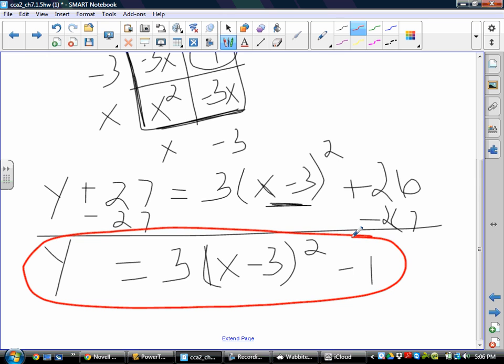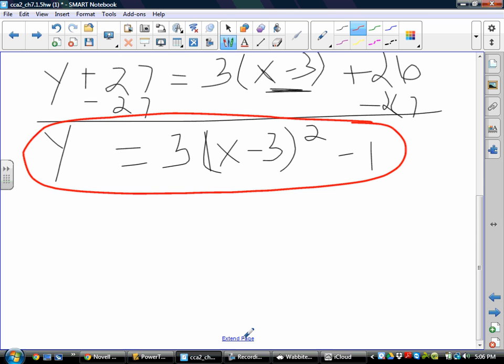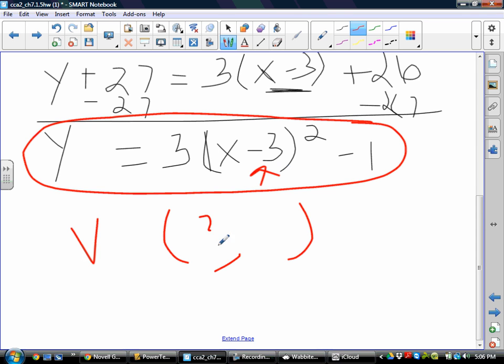Okay. The next question is stating the vertex. Well, the vertex I should be able to see easily when it's in graphing form. It's always the opposite of this first number. So the opposite of negative 3 is positive 3. I keep the second number the same, so negative 1. So that is my vertex.